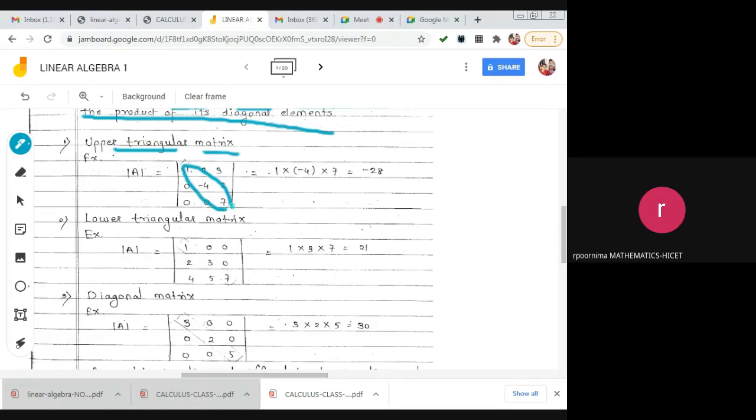We are multiplying only the diagonal elements. 1 into minus 4 into 7, that is minus 28. So for the upper triangular matrix, you should multiply the diagonal elements alone. That is the determinant value.